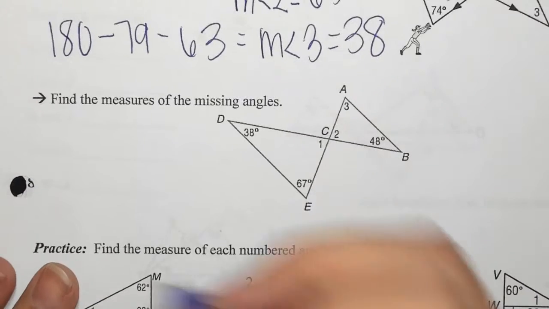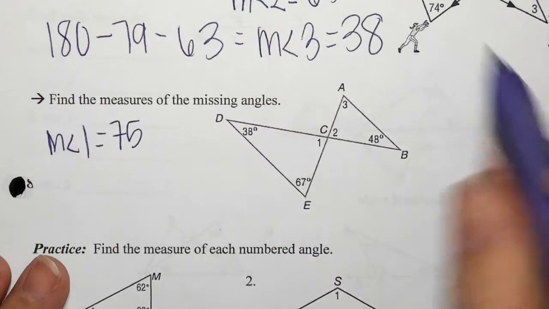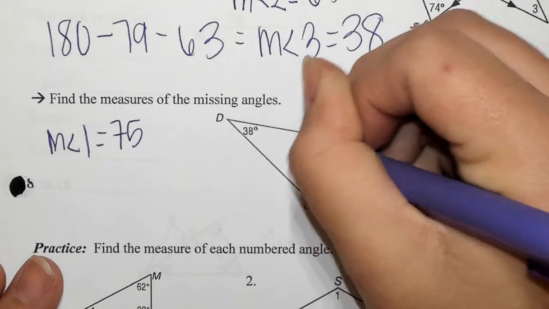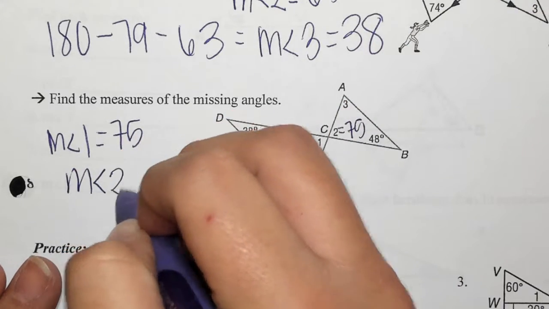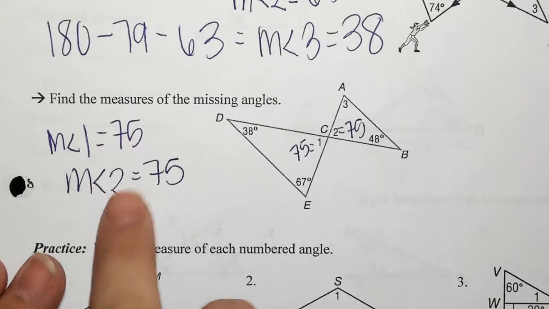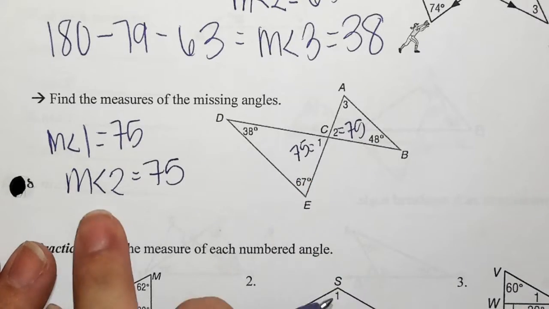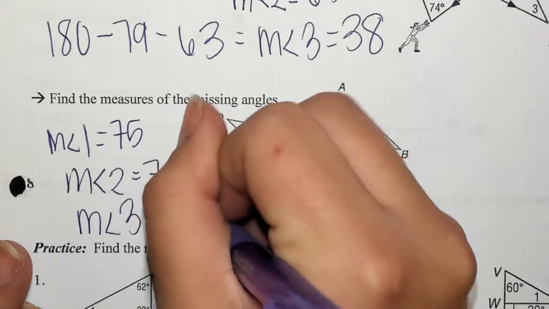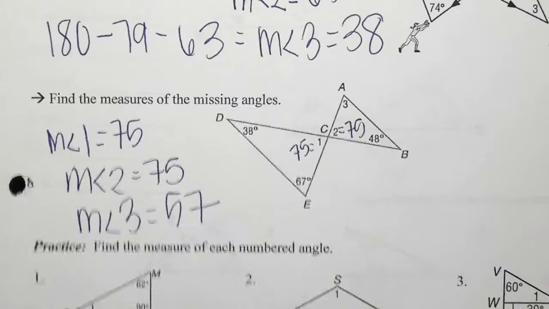So what's the first one we should find? 75. Angle 1, which is what? 75. We found that by doing 180 minus this angle minus this angle. Well, if angle 1 is 75, what is angle 2? 75. Now, I do want you to, you see how I'm writing it over here on the side? I want to see this. Because if you just write it inside, it gets really sloppy because it's really small. So 75 is 75. What's angle 3? You can always check yourself. 48 plus 75 plus 57 has to equal 180.